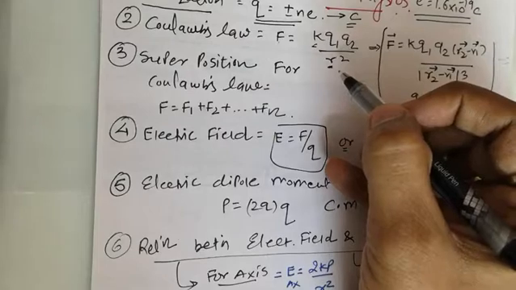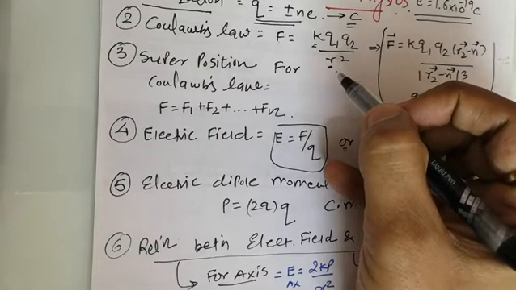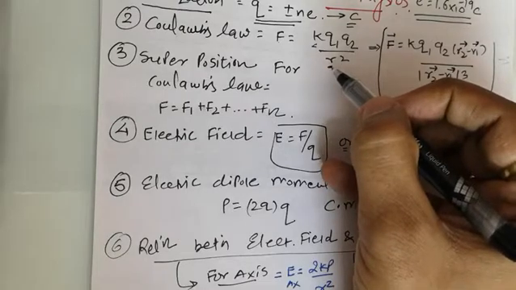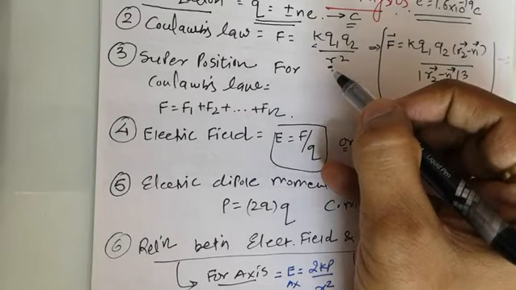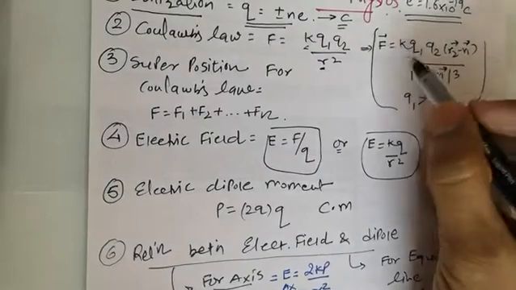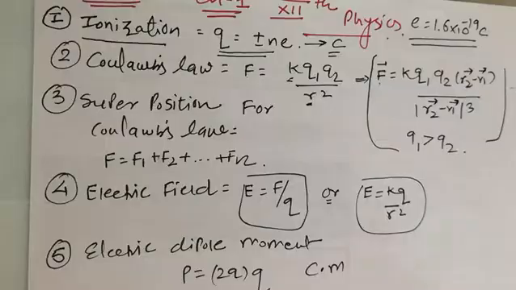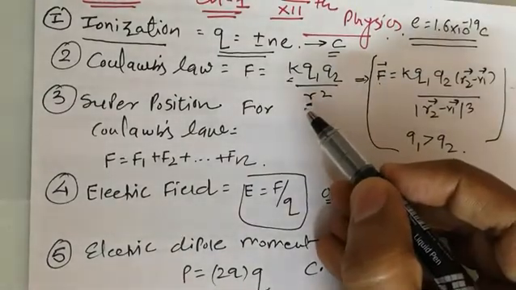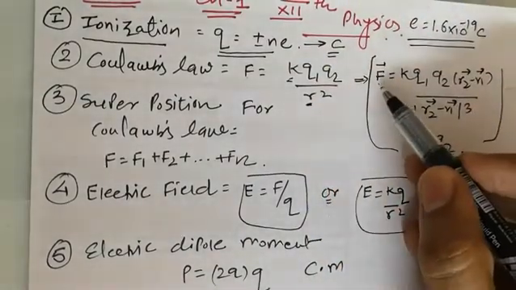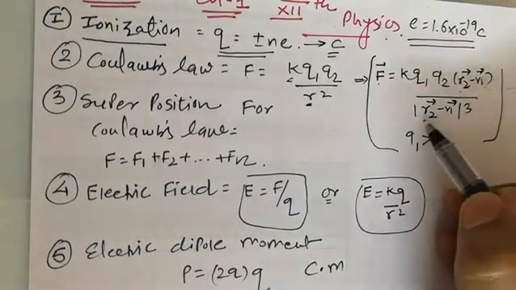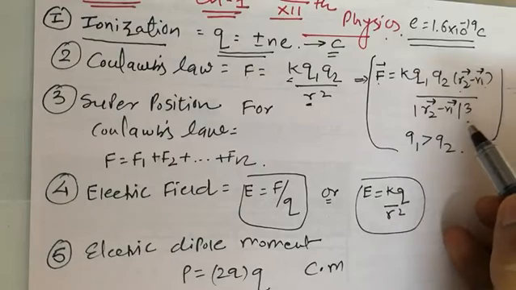In the previous part in 11th science, R is the distance between the two masses, while here R is the distance between the two charges. Here F is our vector quantity. The vector formula is F equals K Q1 Q2 into vector R2 minus vector R1 upon modulus of R2 minus R1 whole cube.